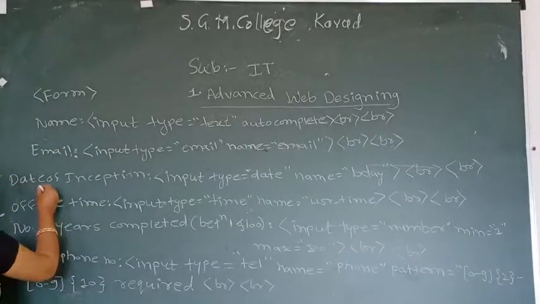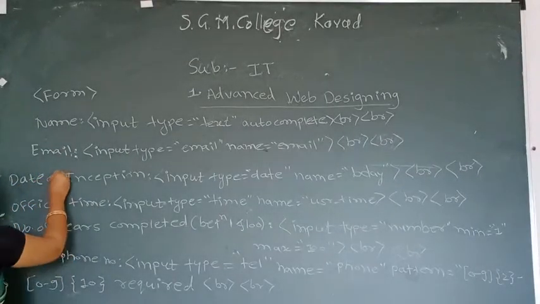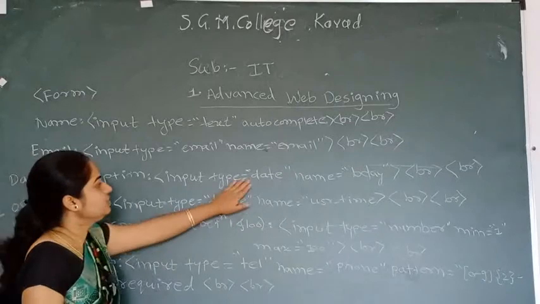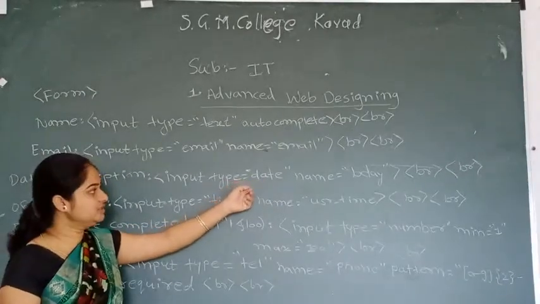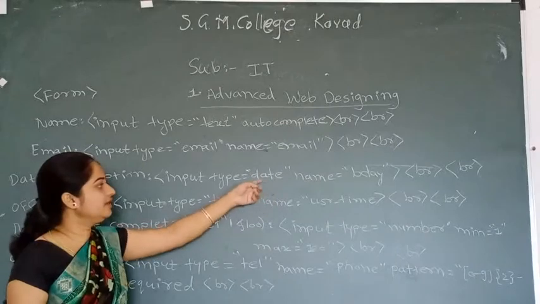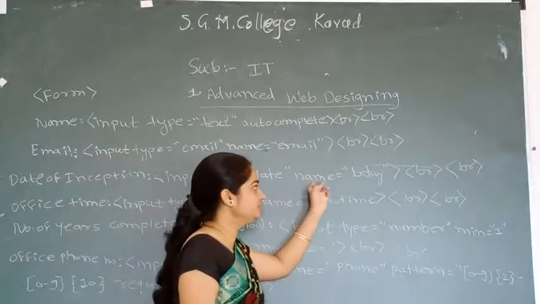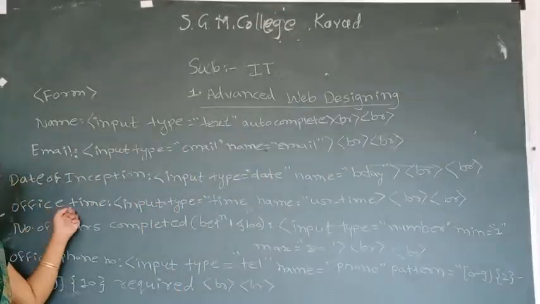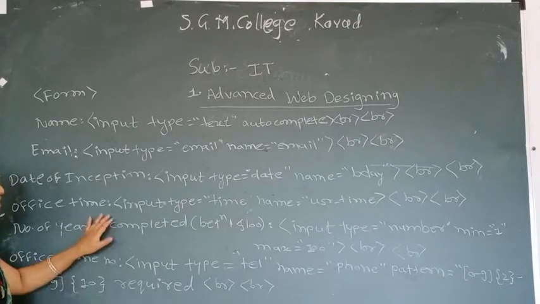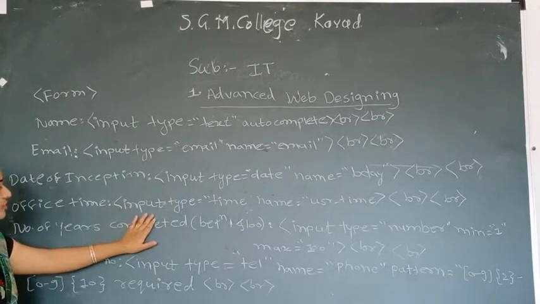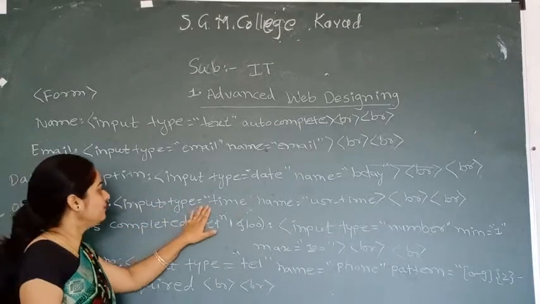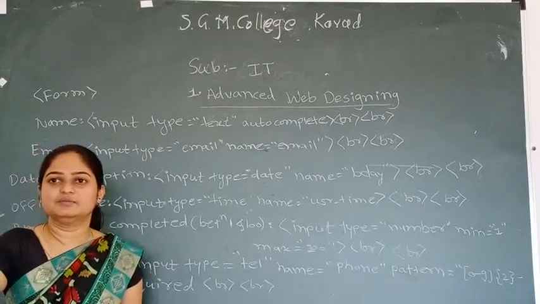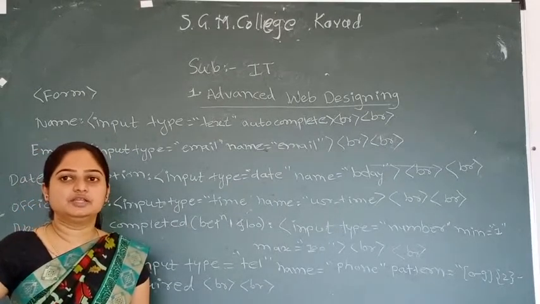Then next is date of inspection, date of inspection colon. Here we have to use the date input type, and name is the attribute. Name is equal to birthday. Then next line, office time. For office time, the input type is time. The time input type can be used to display and enter a time.